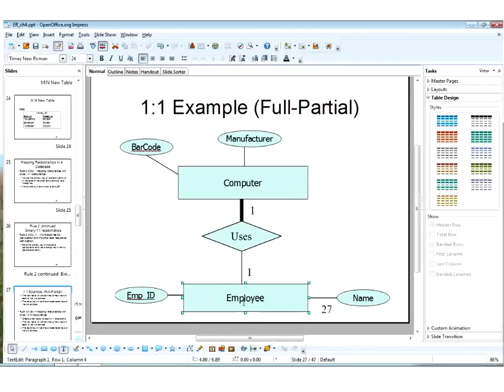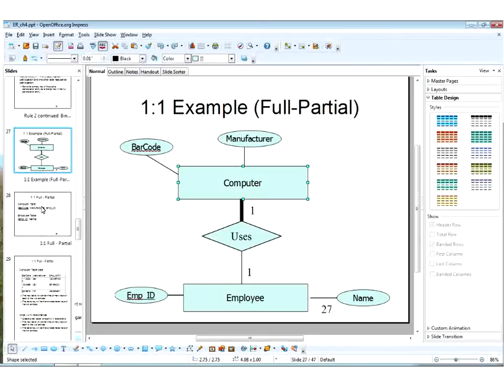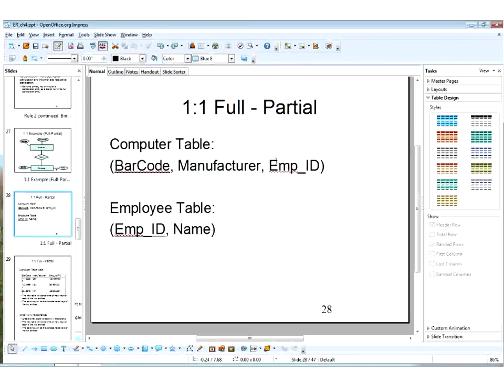So here we go. We've got employee and computer. Notice they're both one-to-one. An employee can use one and only one computer. A computer must be used by one and only one employee. Okay? So we have a full and a partial. Now since computer is full, it gets that foreign key reference in it, right? So what we do is we take this EmpID and we go ahead and throw it in the computer table. All right. There it is.